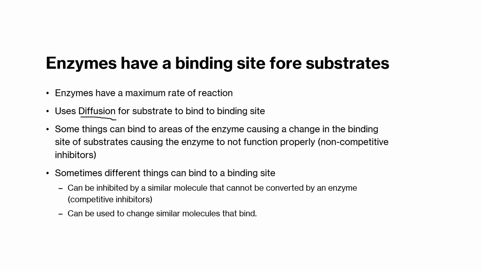There are some things that can bind to enzymes, causing a change in the binding site. So it's not actually bound to the binding site, it's bound somewhere else, and the binding site changes. And so what happens is it stops the enzyme from functioning. These types of inhibitors are called non-competitive inhibitors. Sometimes things can bind directly to the binding site, causing it to compete with the substrate, which would be a competitive inhibitor. And these things will actually change how an enzyme functions.